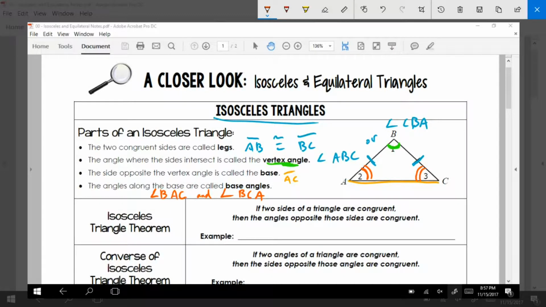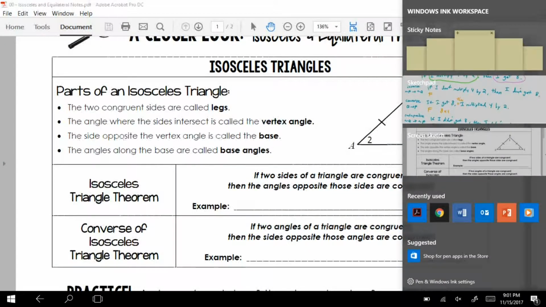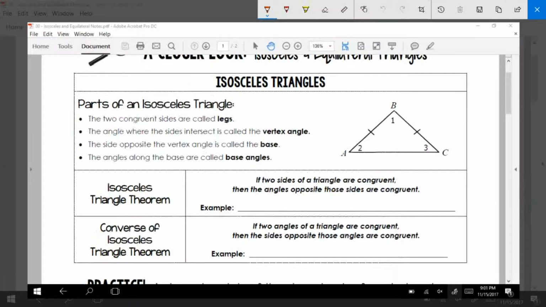So there it is. We've got our two congruent legs. We've got the vertex angle where the congruent legs intersect. We've got the side that's opposite of the vertex angle called the base. And we've got the angles along the base called the base angles. So now let's take a look at two special theorems of isosceles triangles. Let me clear this page out. Boom. All right, so first we've got the isosceles triangle theorem.